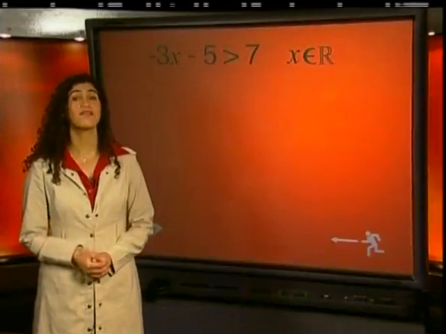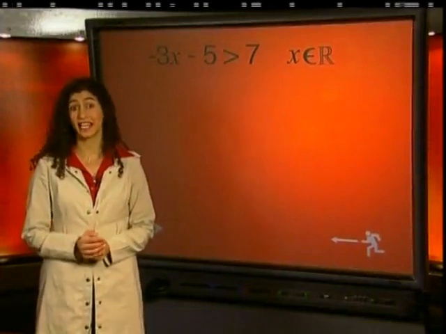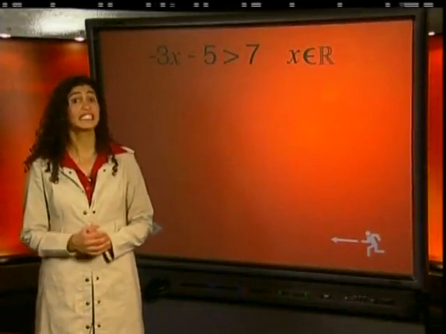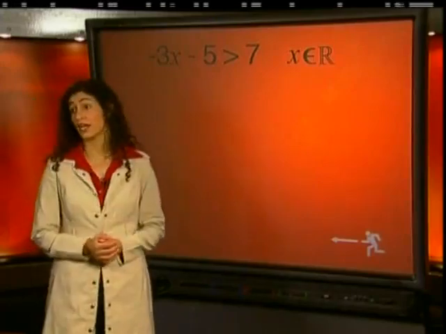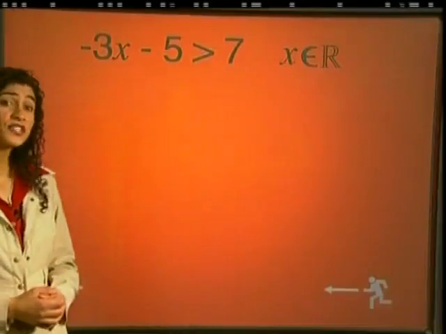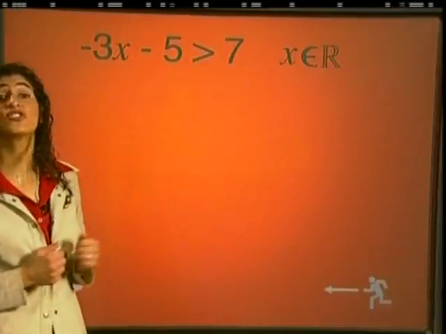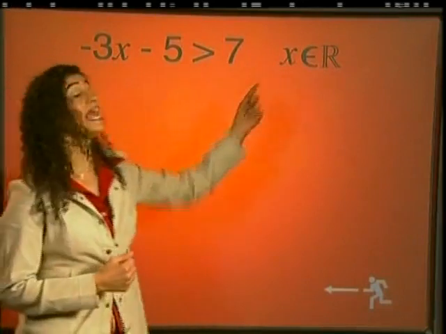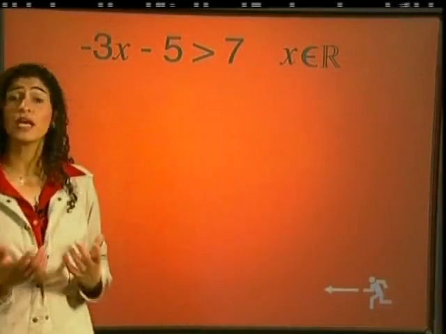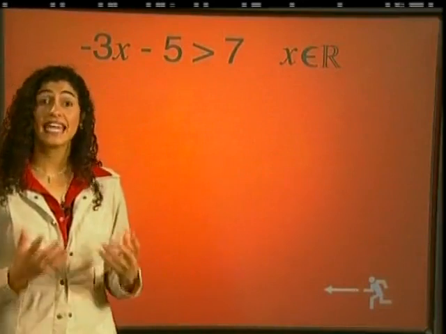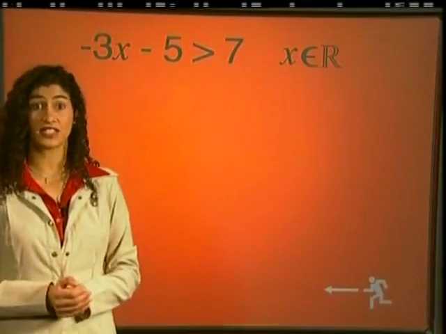Do you remember how to find the x values for a linear inequality? Let's see what we can do with this one. Now we have minus 3x minus 5 is greater than 7, where x is an element of real numbers, and we need to solve for x. In other words, we need to get x on its own.